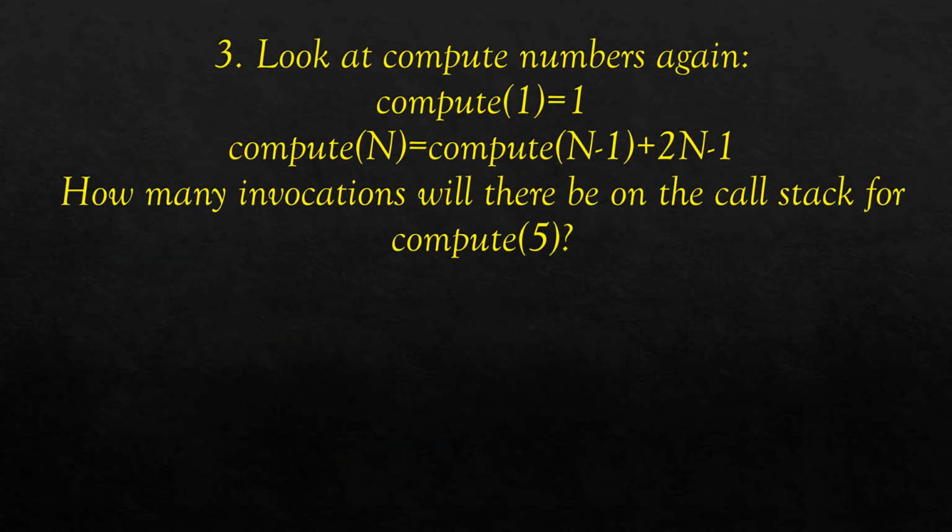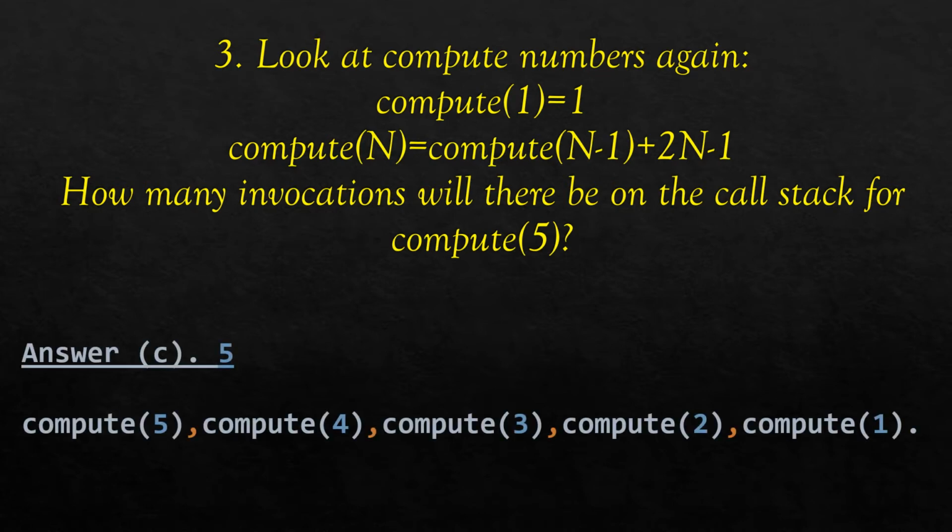Now look at compute numbers again. Now how many invocations will there be on the call stack for compute of 5? Now to compute 5, first of all, compute 5 will be called first. Next, in turn, it will call compute of 4, then compute of 3, then compute of 2 and compute of 1. So the answer is option C, 5.